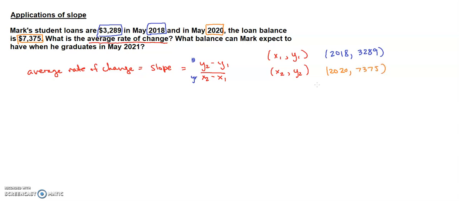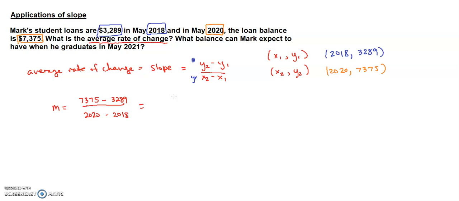7375. Okay, so my blue values go together in a point, and my orange values go together in a point. Okay, so once you have that, you know your x1, y1, your x2, y2, and you can go ahead and put it into the equation. Okay, so we're going to have 7375 minus 3289 over 2020 minus 2018.